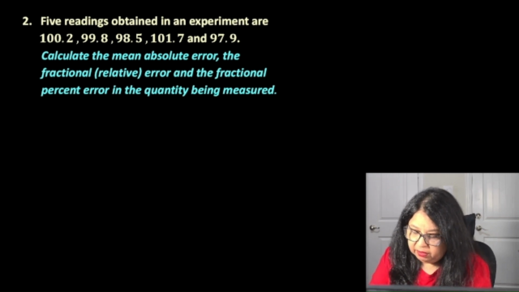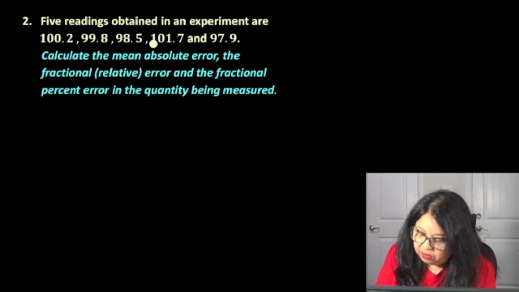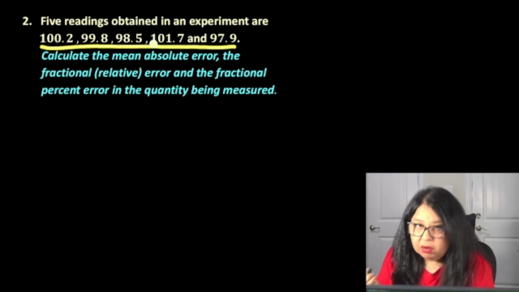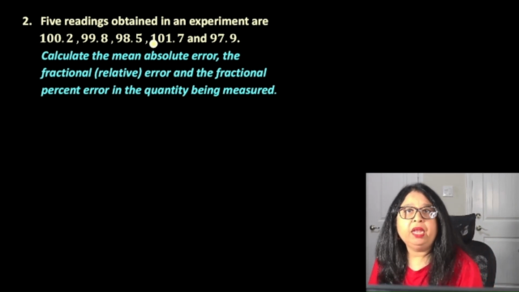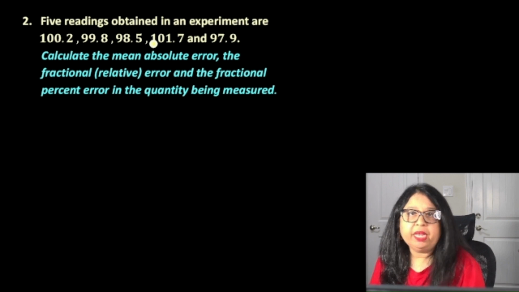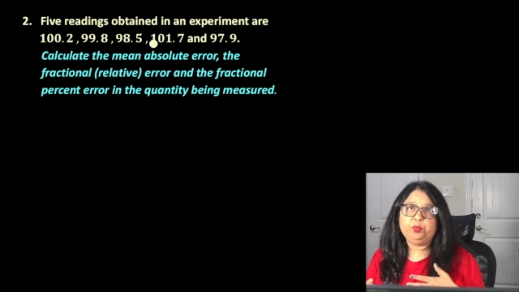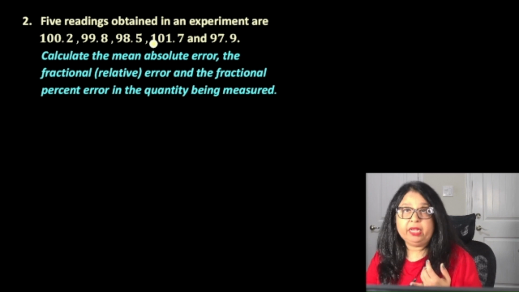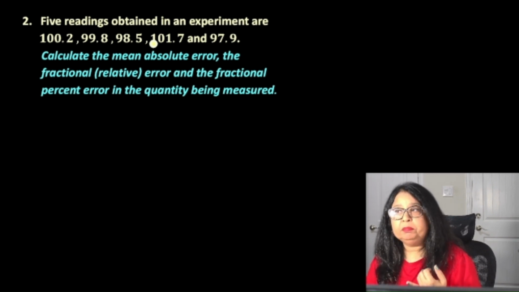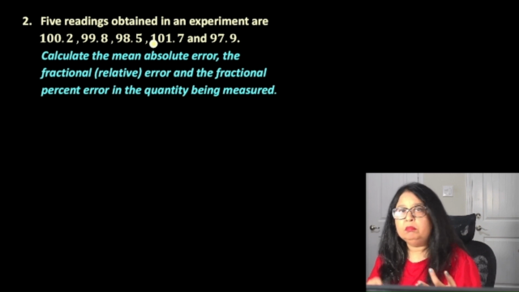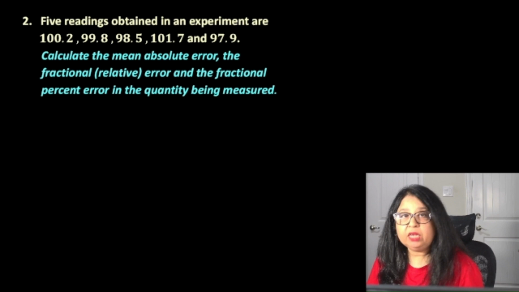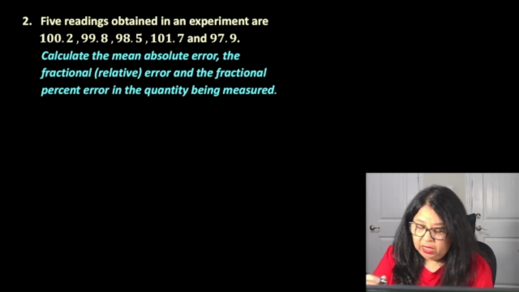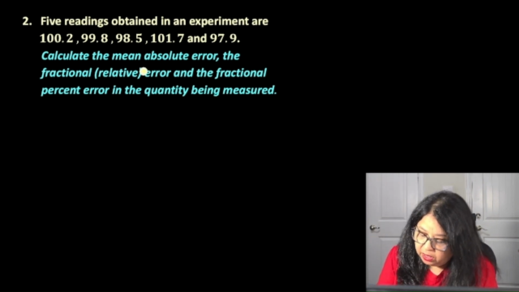So the problem says 5 readings obtained in an experiment are here. We're not even given any units for these, but that doesn't matter. These could be length, these could be time, these numbers could be force, momentum, pressure, whatever. It doesn't matter. It would not change the solution. Okay. Let's see what we're asked to solve for.